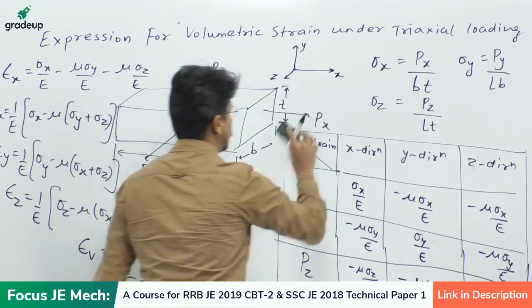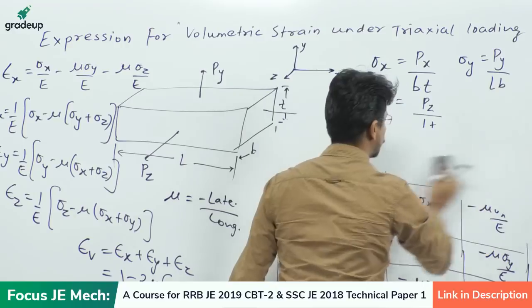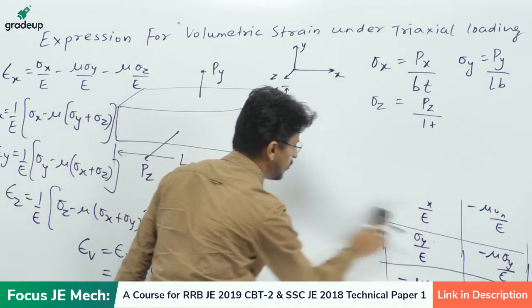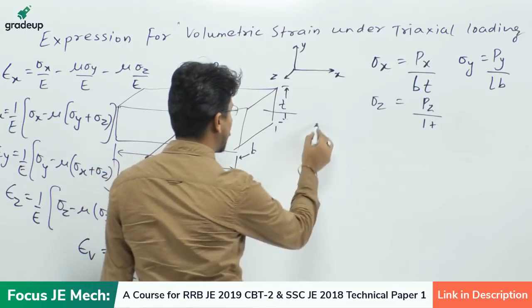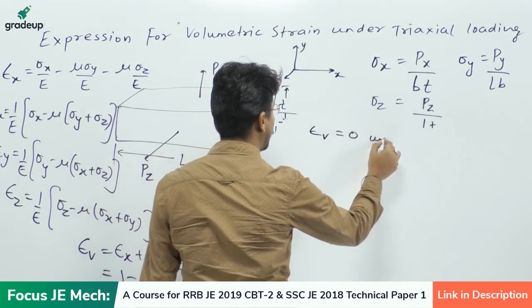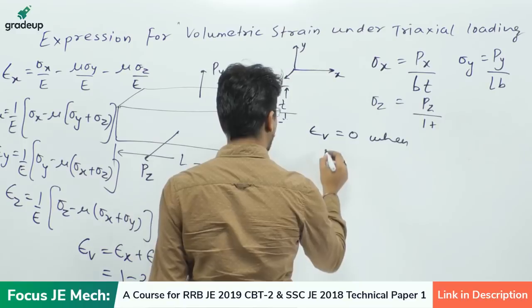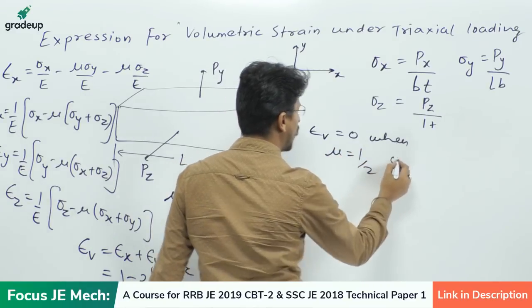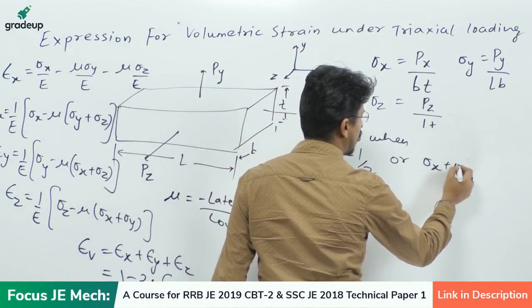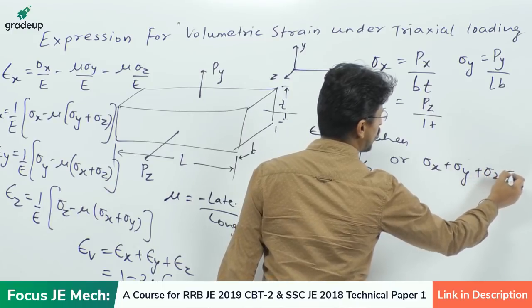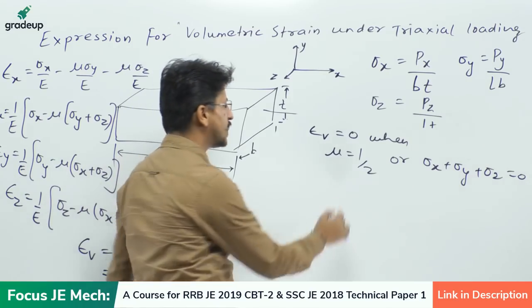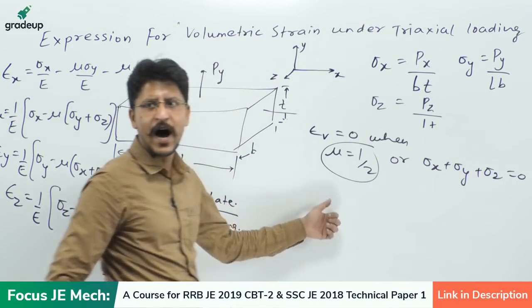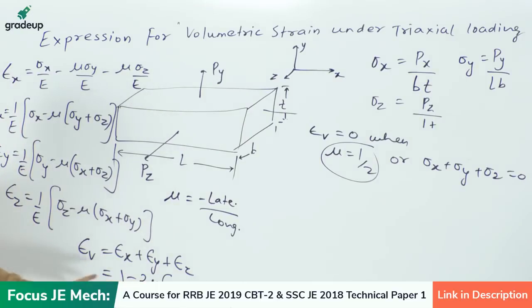Clear? Then there can be different conditions for this. Your volumetric strain epsilon v can be 0 in two cases: either when the summation of stresses on three perpendicular planes becomes equal to 0, that is sigma x plus sigma y plus sigma z equals 0, or when the Poisson's ratio mu becomes equal to half, which is its maximum value. In that case, your volumetric strain becomes 0.